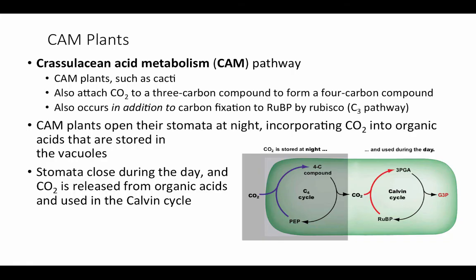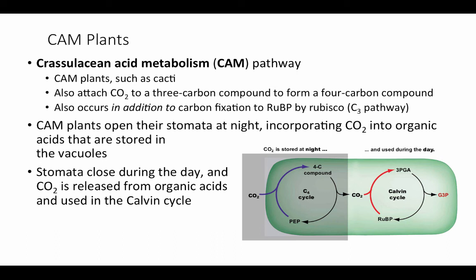Another strategy that has evolved in many groups of plants to deal with this problem of photorespiration is crassulacean acid metabolism. We're just going to call this CAM. So this is the CAM pathway. So CAM plants include such species as cacti and other succulents, also things like pineapples. And these are also going to use the strategy of attaching carbon dioxide to a 3-carbon compound to form a 4-carbon compound. And again, this is also, just like we saw in the C4 pathway, it's going to occur in addition to carbon fixation to RuBP by rubisco, that C3 pathway. So it's going to use both.